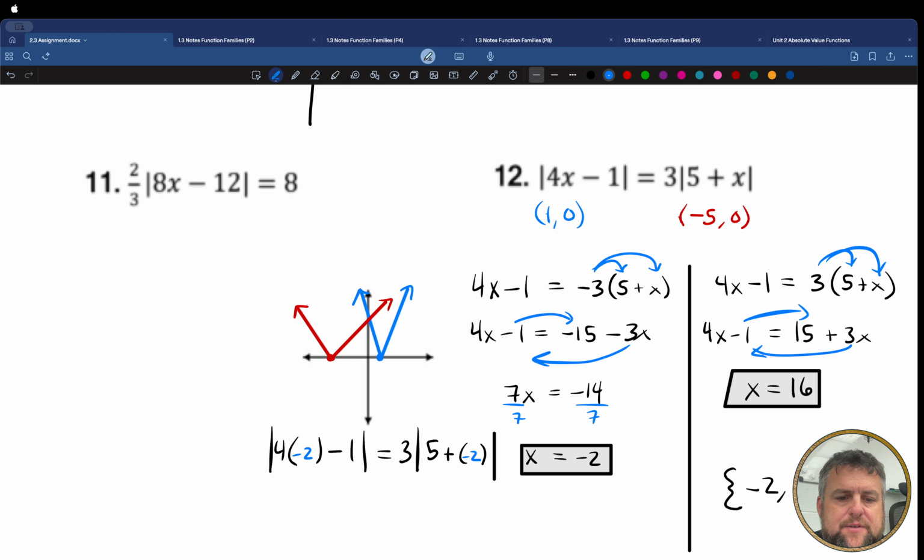4 times -2 is -8. Subtract 1, that gives us -9. Absolute value of that gives us 9. On the right side, we have 5 plus a -2, that's 3. Absolute value of 3 is 3, and 3 times 3 is 9. So -2 checks out.